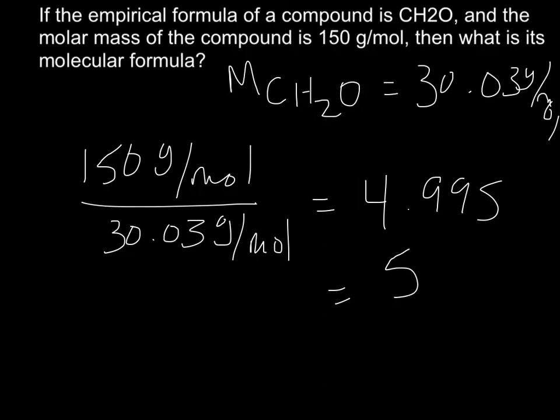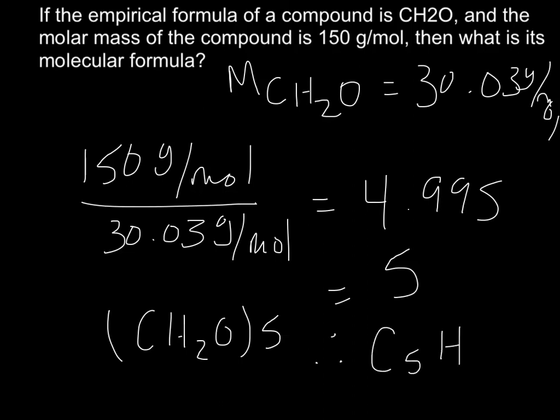So you can think of it as CH2O, and there's 5 of them. Therefore, our formula is going to be C5H10O5.